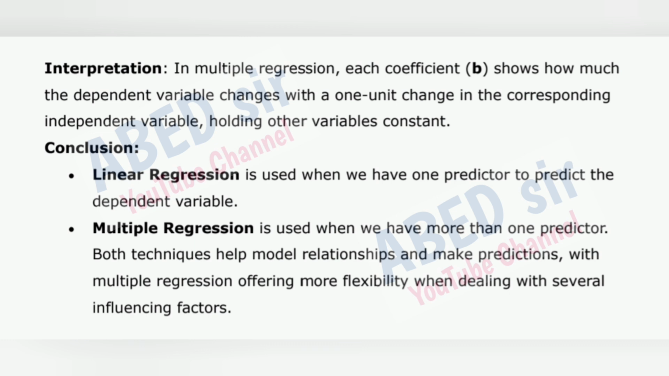Conclusion: linear regression is used when we have one predictor to predict the dependent variable. Multiple regression is used when we have more than one predictor. Both techniques help model relationships and make predictions, with multiple regression offering more flexibility when dealing with several influencing factors.